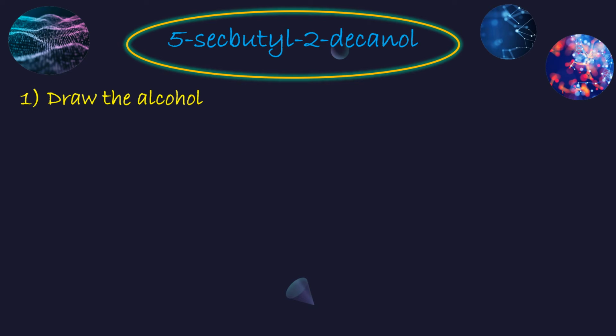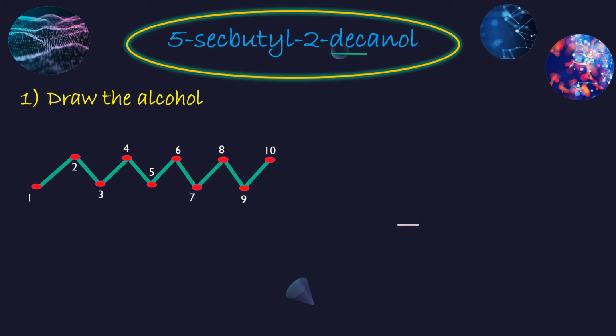The second alcohol has the name 5-sec-butyl-2-decanol. To draw this alcohol, again, let's look at the last part of the name. The prefix dec indicates that we have 10 carbons in our longest chain. 1, 2, 3, 4, 5, 6, 7, 8, 9, 10, and connect the dots. The suffix OL articulates that we have an alcohol, and the number 2 indicates its location. There it is.